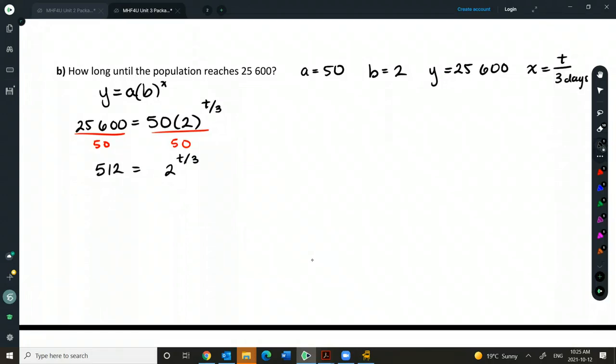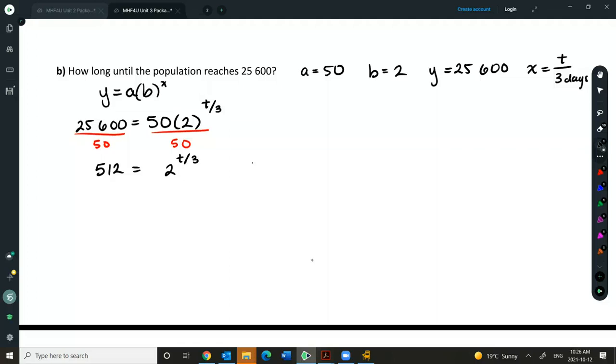And there's a couple options for what we can do here. One of the options is we could guess and check, which would mean that I would try 2 to a bunch of different exponents until I get 512 from that, and then I would be able to solve for my exponent. Now, sometimes the time might not be a whole number, so that becomes a lot more challenging when time is something like a decimal.